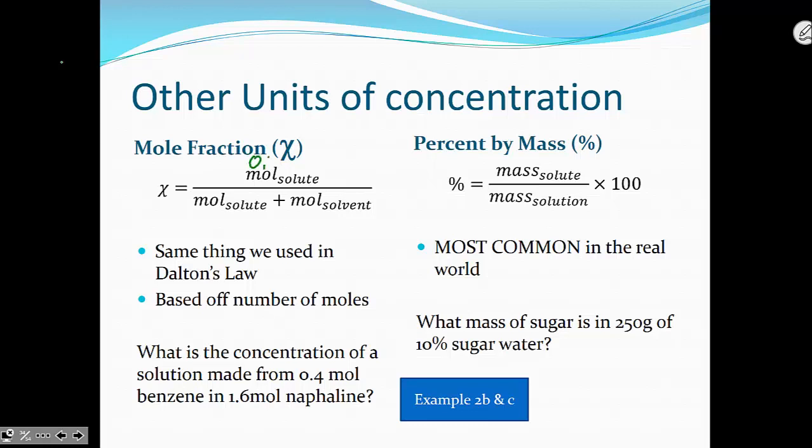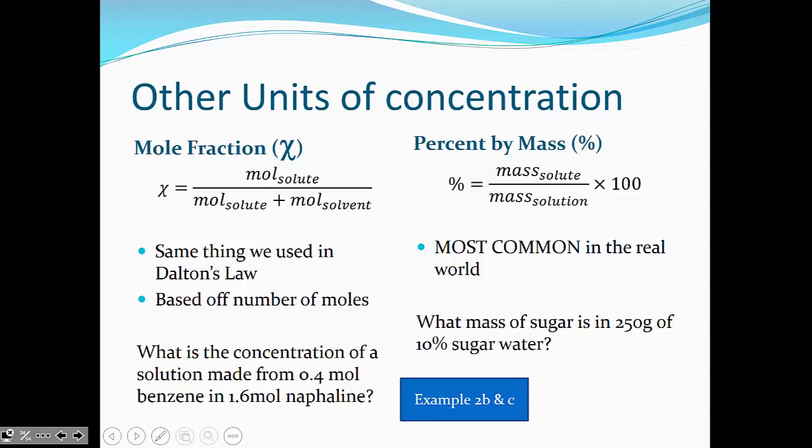So, for example, 2B, what is the concentration of 0.4 moles of benzene and 1.6 moles of naphthalene? We have 0.4 moles of benzene in 1.6 moles of naphthalene. So if we add the two together, that's 2 moles total. So the mole fraction of benzene would be 0.2. Mole fraction is symbolized by the Greek letter chi. It's like a fancy X.